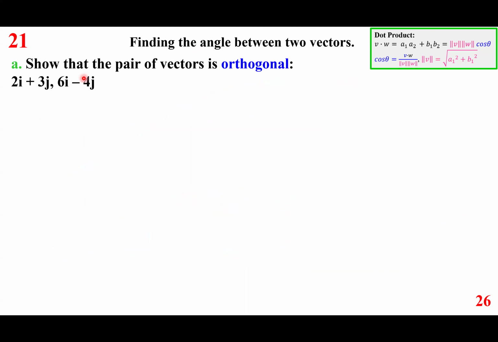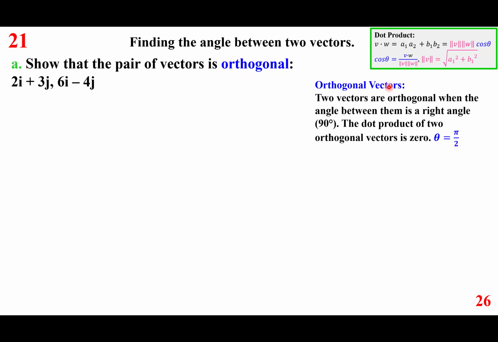Finding the angle between two vectors: show that the pair of vectors is orthogonal, 2i plus 3j and 6i minus 4j. I want to mention that orthogonal, when it comes to vectors, is in essence like two lines being perpendicular. So that means the angle between them is 90 degrees. This is the terminology used for vectors. Orthogonal vectors: two vectors are orthogonal when the angle between them is a right angle, 90 degrees. The dot product of two orthogonal vectors is 0.